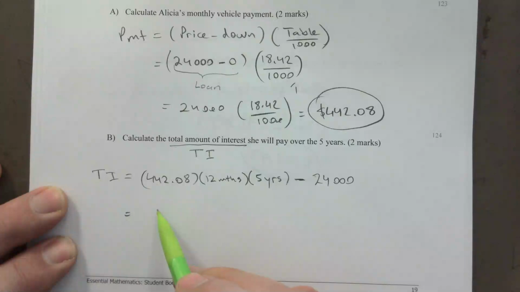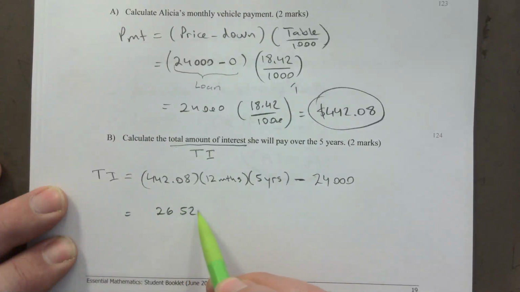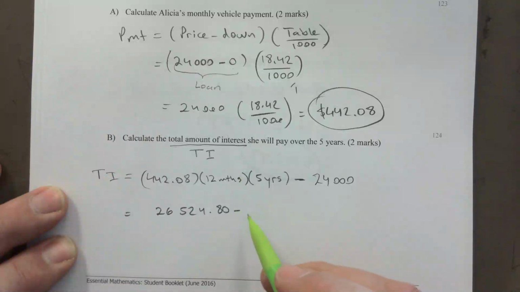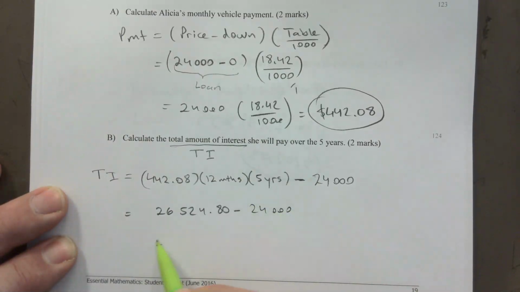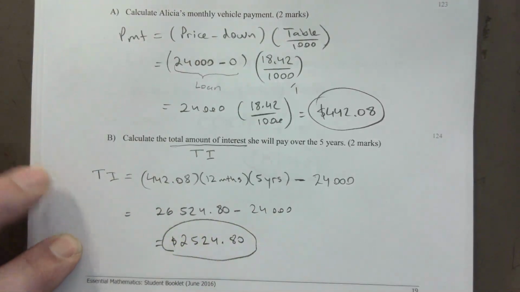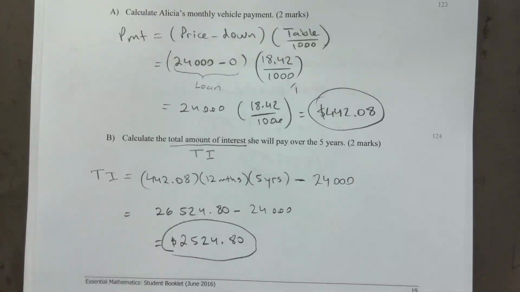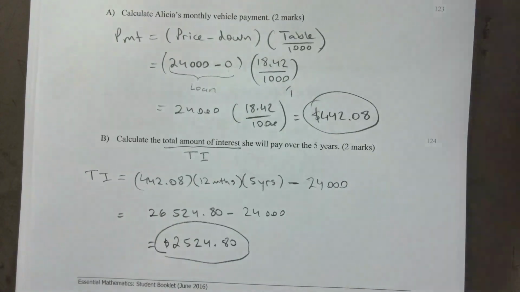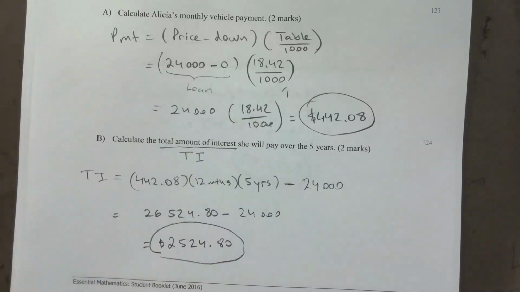This gives you $26,524.80 minus $24,000, which ends up being this much. $2,524.80. Way to go, guys. Write down as much as you can, or work through it if you feel like you got it. Keep going.